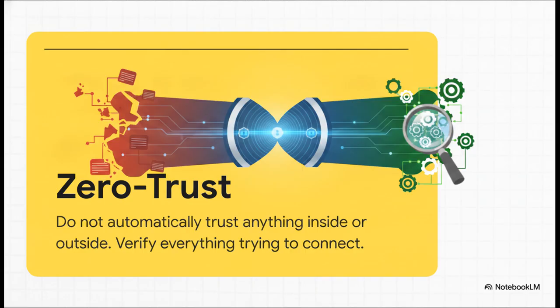And that vulnerability is exactly why modern architecture relies heavily on zero trust. In a zero trust environment, it literally doesn't matter if you're inside the network or outside of it. The core rule here is that organizations must never automatically trust anything. Every single internal microservice needs strict identity verification before it's allowed to communicate. You have to verify absolutely everything trying to connect.